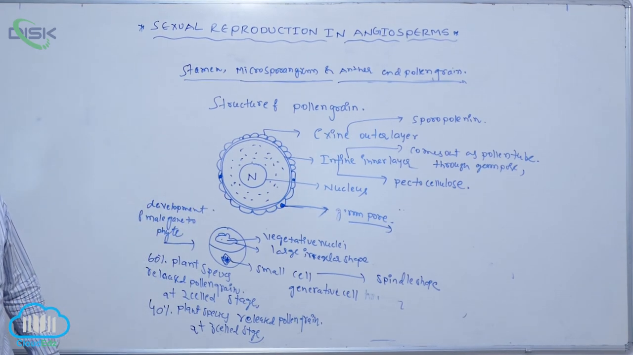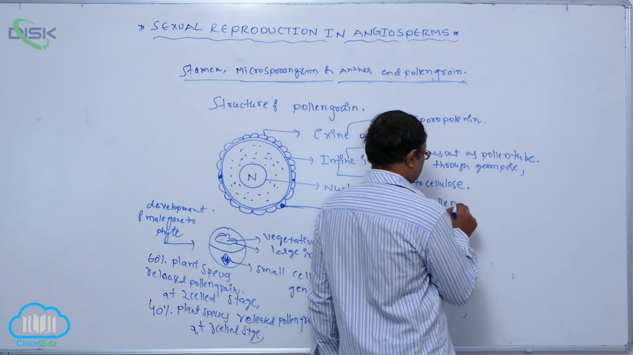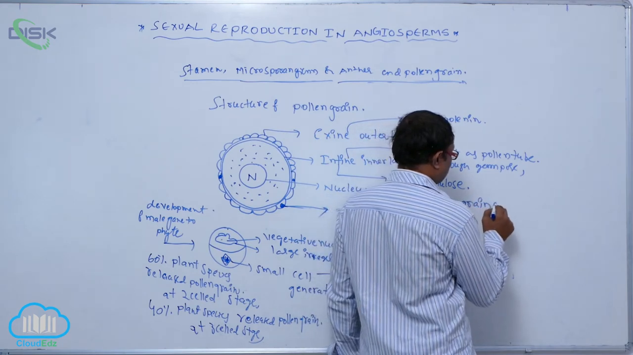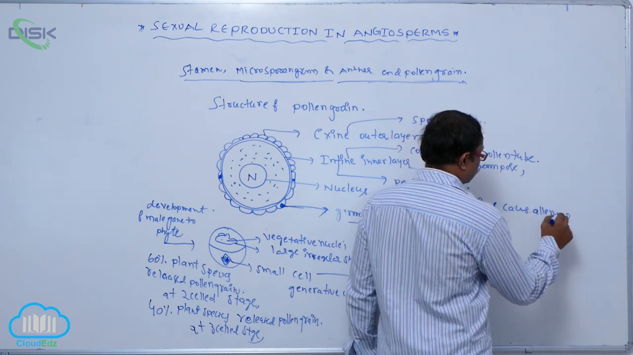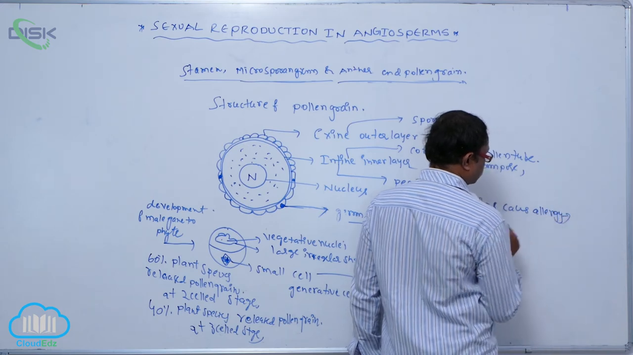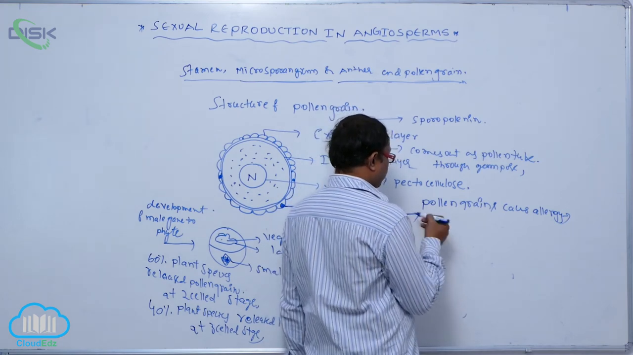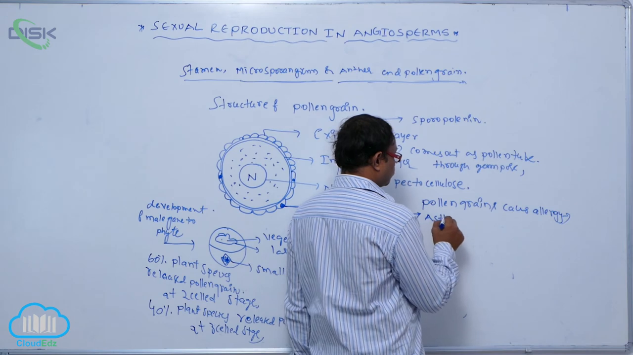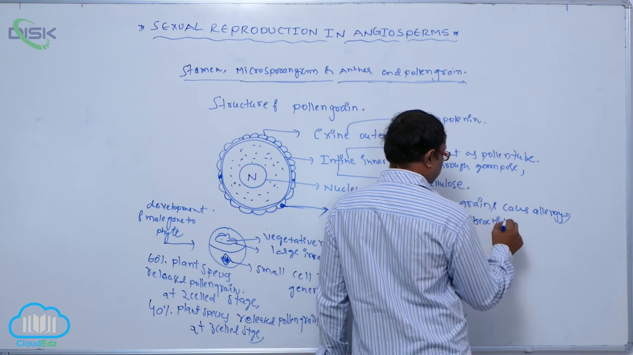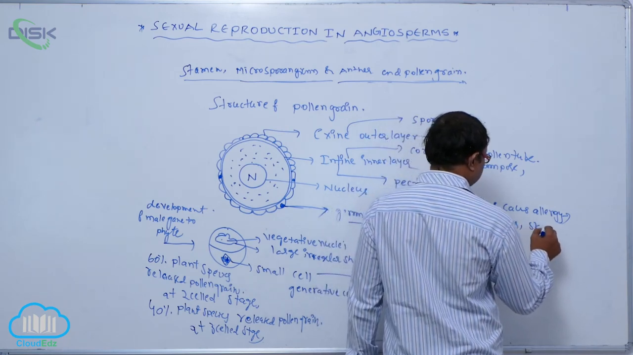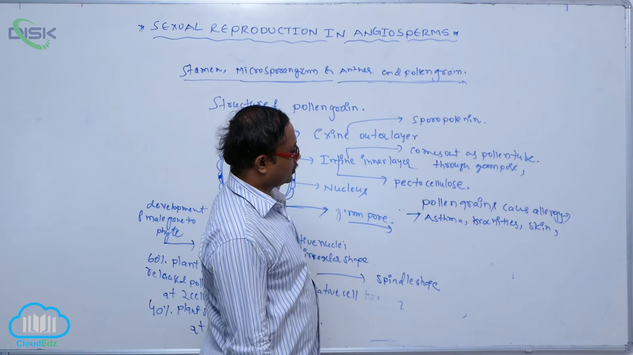After that, some pollen grains cause allergy in human beings. Generally they cause asthma, bronchitis, and skin diseases, skin allergy. Asthma, bronchitis, and skin allergies.